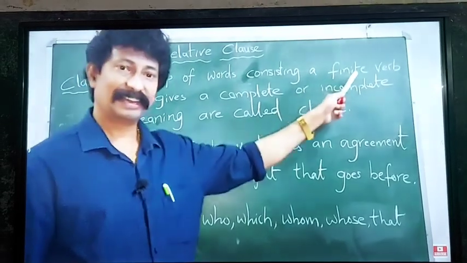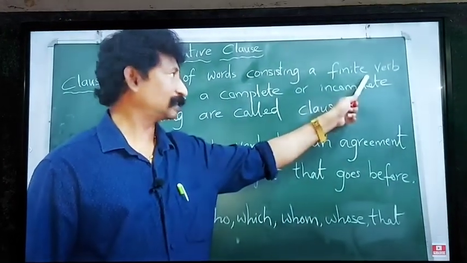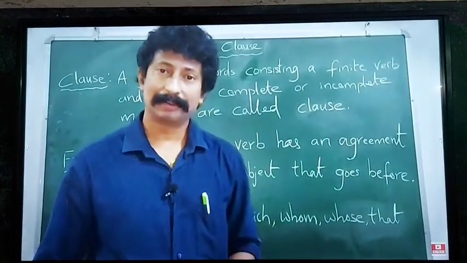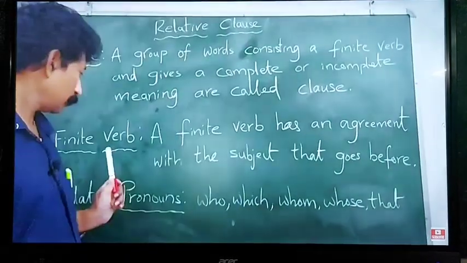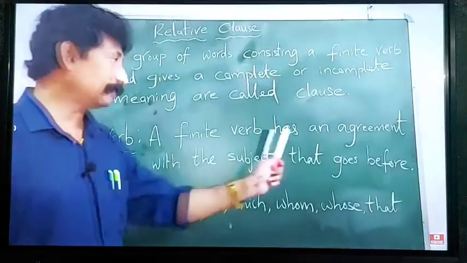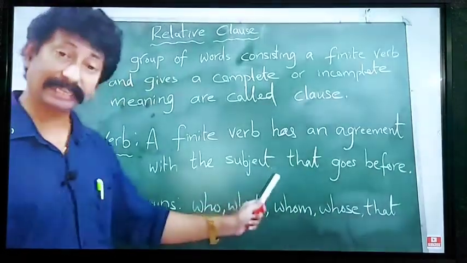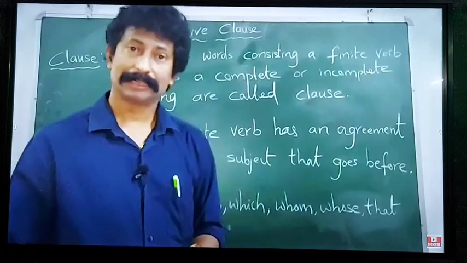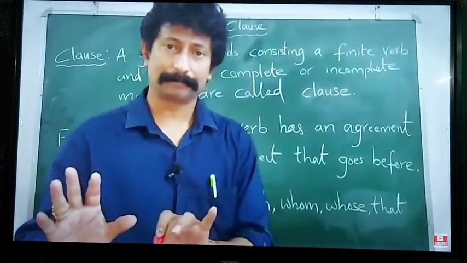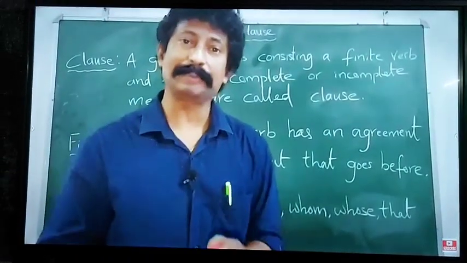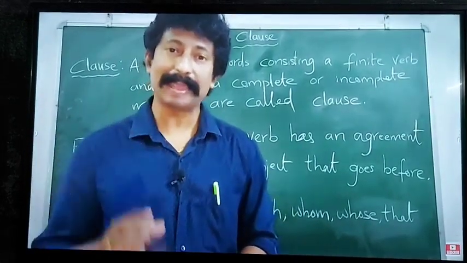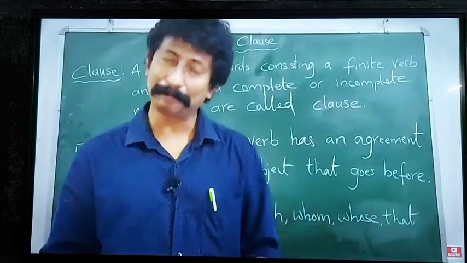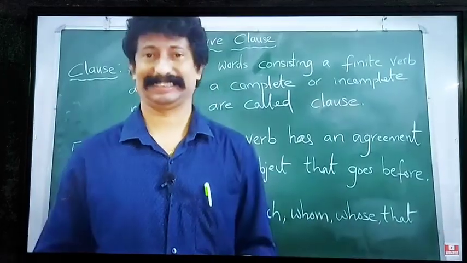Here we have come across the words finite verb. What is meant by a finite verb? Let us go through the definition. A finite verb has an agreement with the subject that goes before. So the finite verb is a verb, but it has an agreement with the subject that goes before. The agreement is by person, number, and tense.